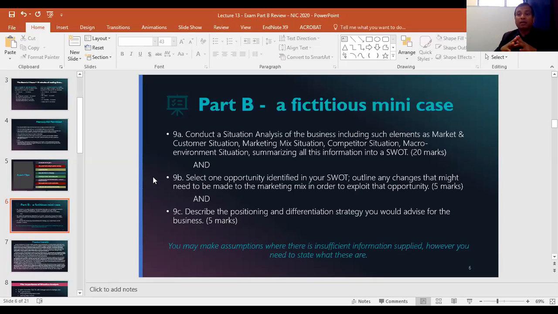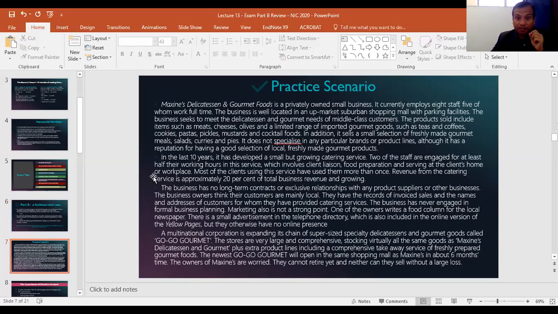But don't make ambiguous, unclear or unrealistic assumptions. If the mini case is about, suppose, a big organization like a multinational, you should not make an assumption of SMEs, or vice versa. So it has to be realistic. That you should keep in mind.